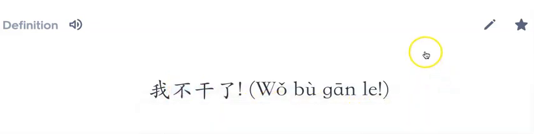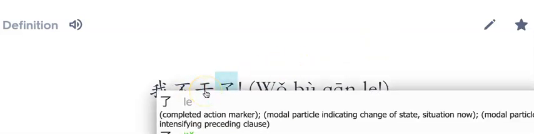不 is this character right here. 不. It means not. Very, very common in Chinese. You're going to see it again and again. 我不干了. I not, and let's look at this word right here.